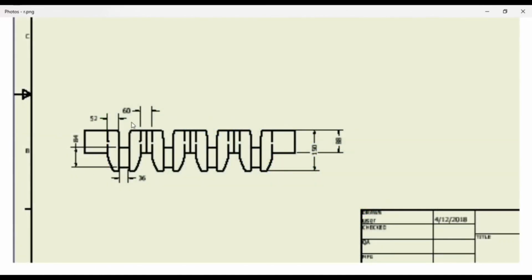For the conclusion, we get the crank pin diameter, which is 84 millimeter, the length of the crank pin, which is 36 millimeter, the web thickness, which is 52 millimeter, and the shaft length, which is 60 millimeter, and lastly the shaft diameter, which is 88 millimeter.